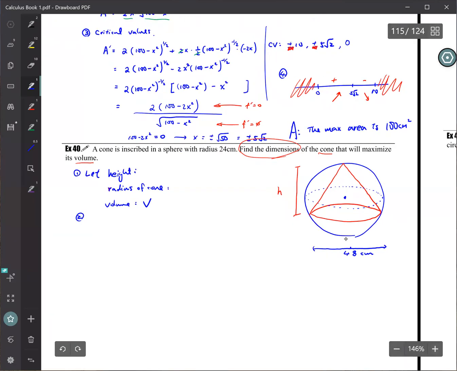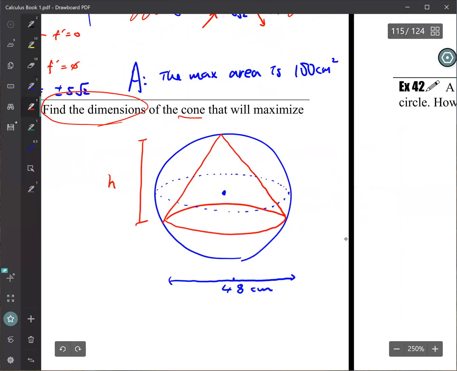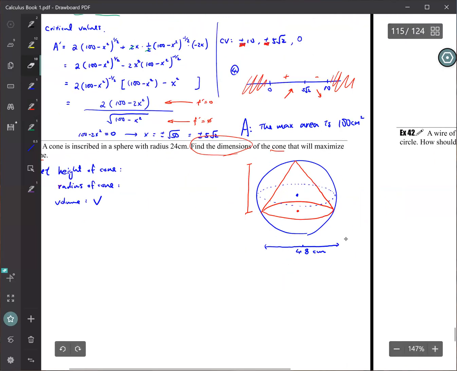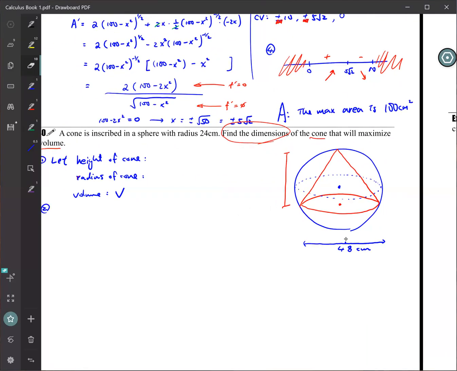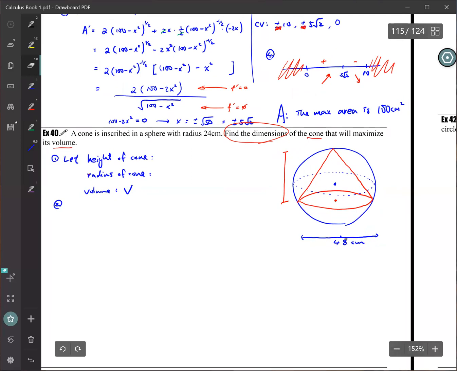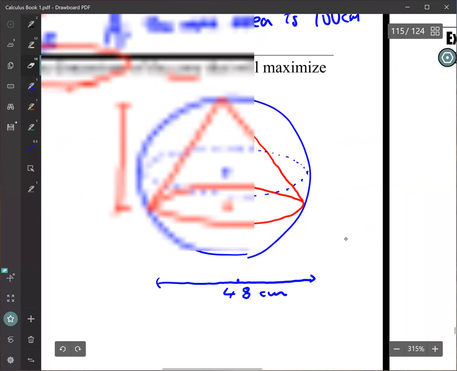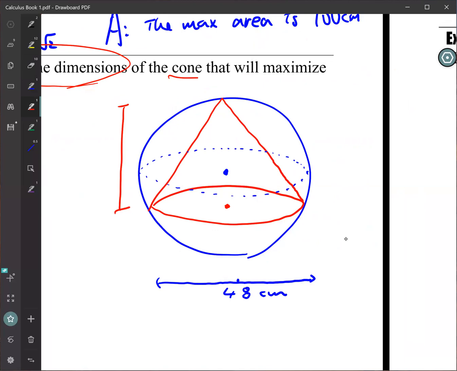Height of the cone. Let me be clear. And the volume is the volume of the cone. Only the cone is changing, so we have the radius of the cone, and one of them needs to be x. So what do you think? You want the radius to be x? Okay, let's put that there. Radius is x.